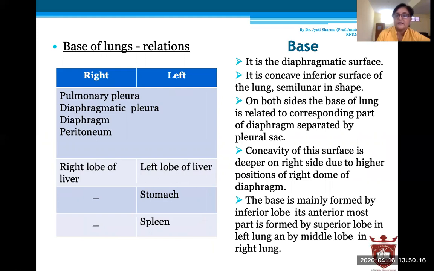The base is mainly formed by the inferior lobe. Its anterior most part is formed by superior lobe in the left lung and by the middle lobe in the right lung. Now we see the relations of the base. The relations which are same in right and left are the pulmonary pleura, diaphragmatic pleura, diaphragm, peritoneum. And the relations which are different in both sides are the right lobe of liver in the right side, left lobe of liver in left side, stomach and spleen in the left side.